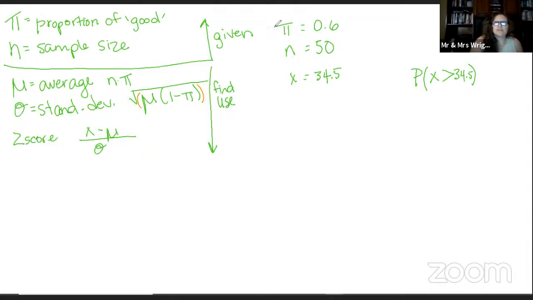So this is what was given to us right here. Now we kind of had to figure this out just a little bit, but I'm still going to include that in the given information because it's part of how we were looking for it. So now we need to find mu. So let's look at mu real quick. Mu, remember, is n times pi. So 50 times 0.6. So mu in this case, I believe it was 30. But let's just plug it in. 50 times 0.6 is, yep, 30.